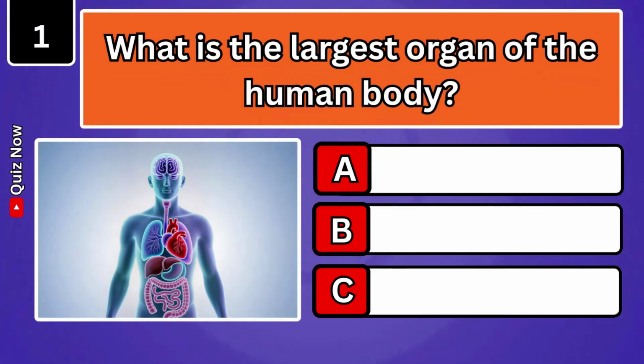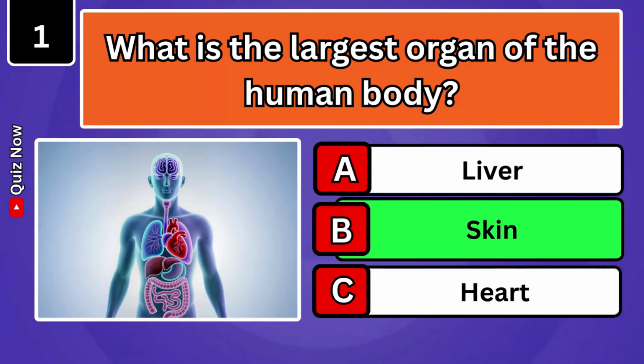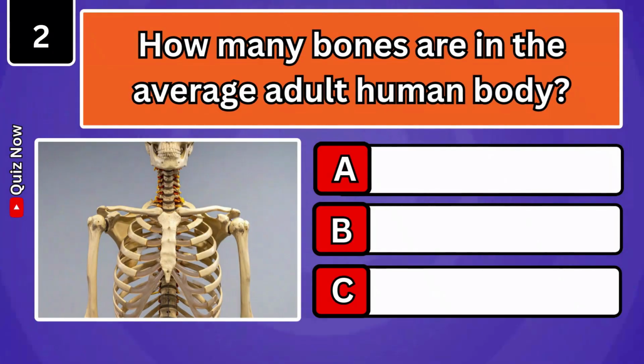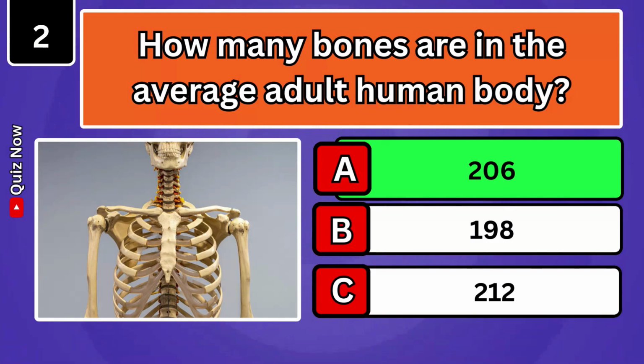What is the largest organ of the human body? Skin. How many bones are in the average adult human body? 206.